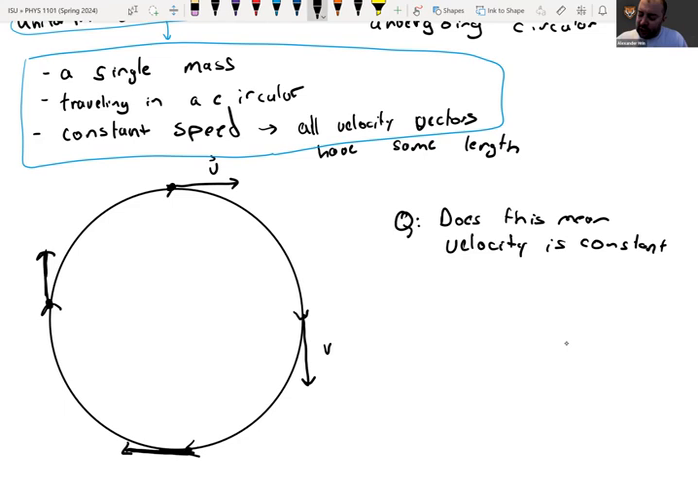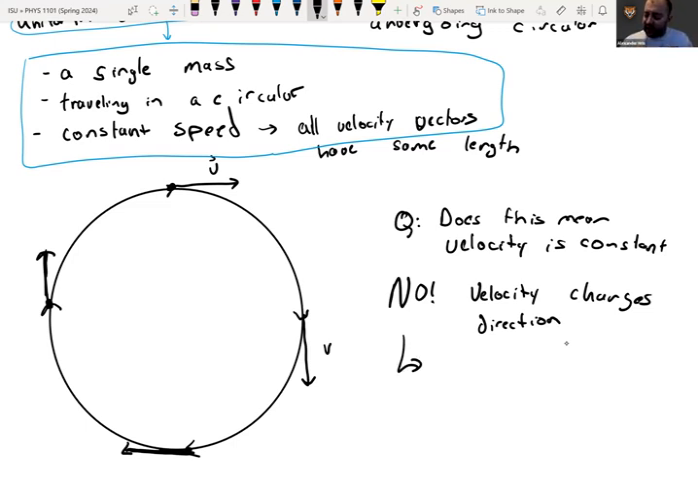It turns out the answer is no. Velocity is not constant, because velocity changes direction. And remember, in order for velocity to be constant, it not only needs to maintain the same magnitude, which it does in this case, meaning the same speed. But because it's constantly changing direction, this requires an acceleration.